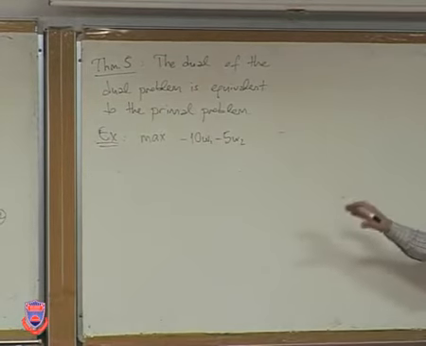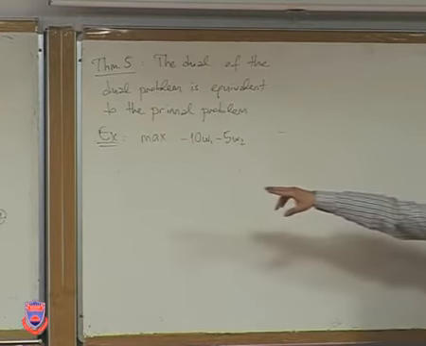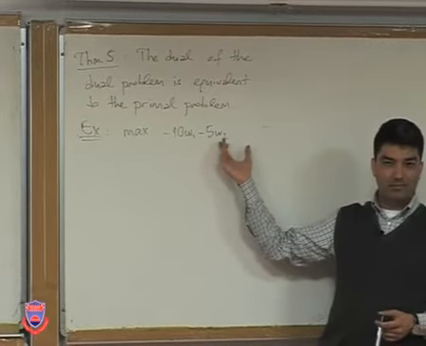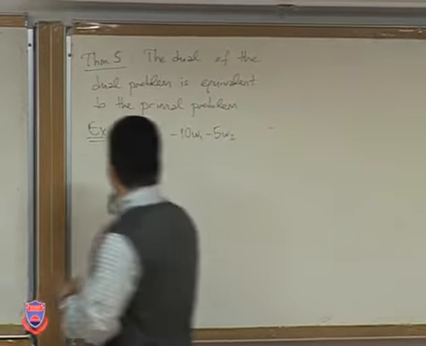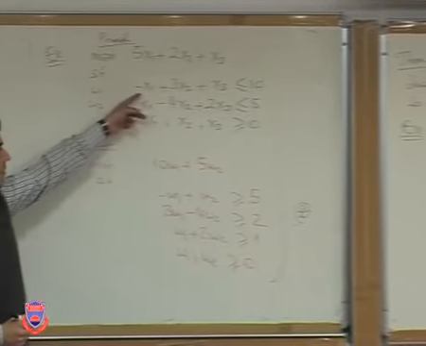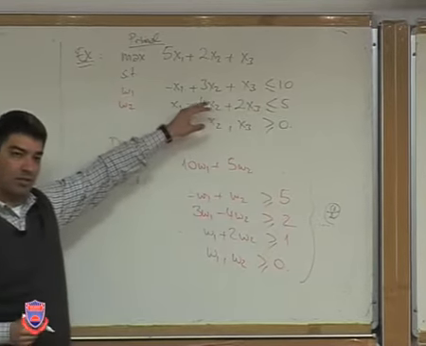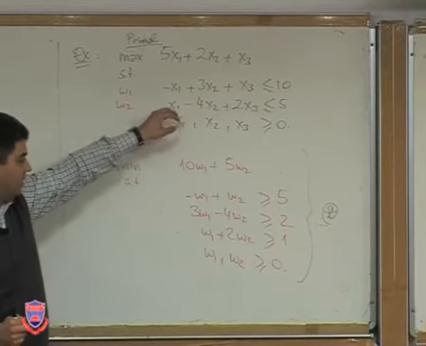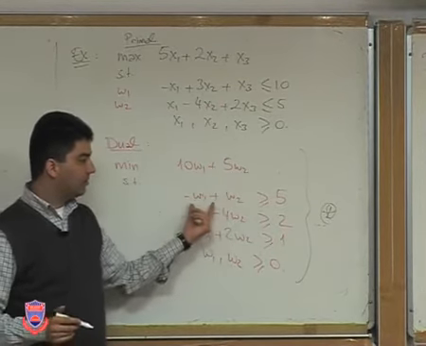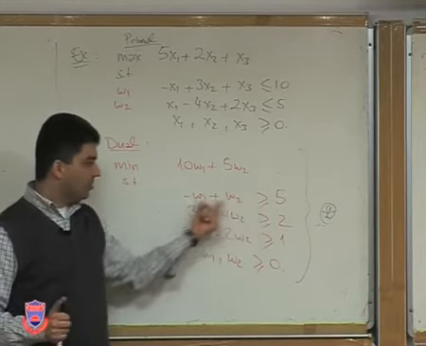We discussed this before, right? Every minimization problem can be turned into maximization, and vice versa. So instead of minimizing 10W1 plus 5W2, I can maximize minus 10W1 minus 5W2, right? Okay. Now, what about the constraints? Well, I have greater than or equal to constraints here. However, here I have less than or equal to constraints, right? So I'm going to turn these constraints into less than or equal to constraints. How can I turn a greater than or equal to constraint into a less than or equal to constraint? How can I change the direction of this inequality? Just multiply by -1, right?